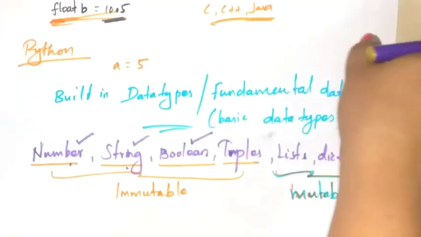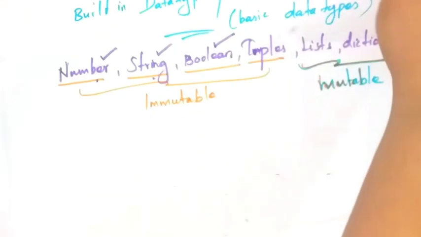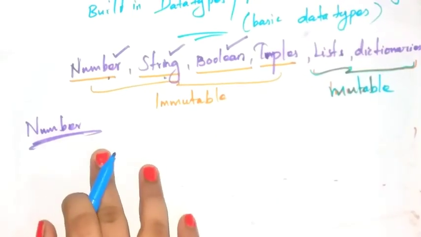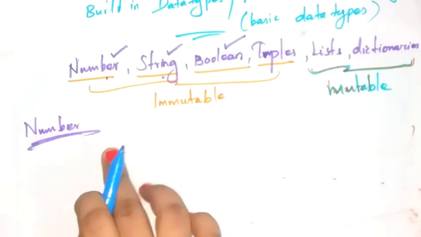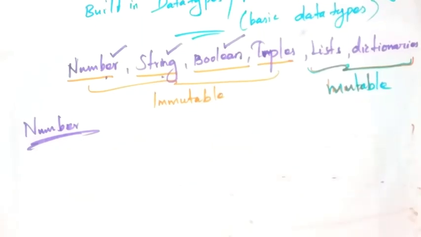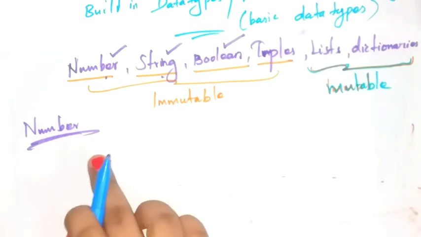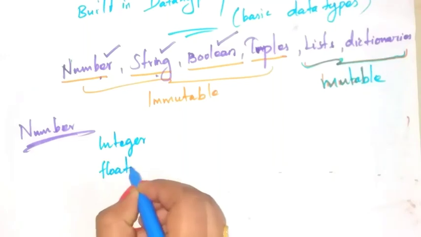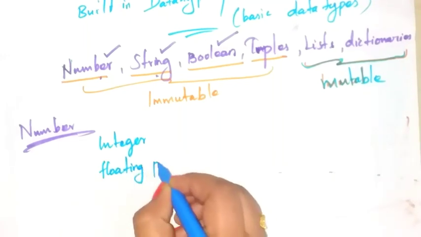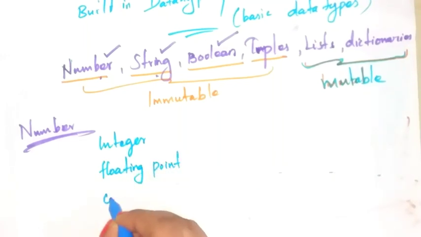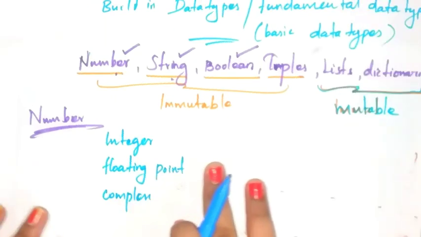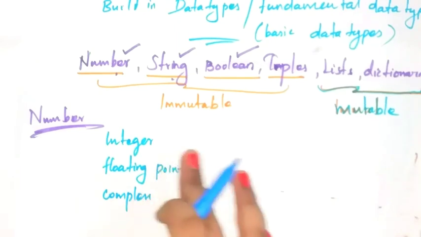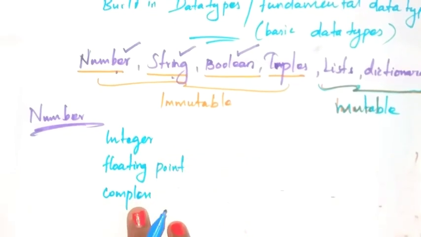First, let us see the number data type. This number data type is used to store numeric values. That means you can store any type of number in this data type. Python supports 3 types of numbers: integer, floating point numbers and complex numbers. So they are the integer number data type, floating point number data type, and complex number data type.